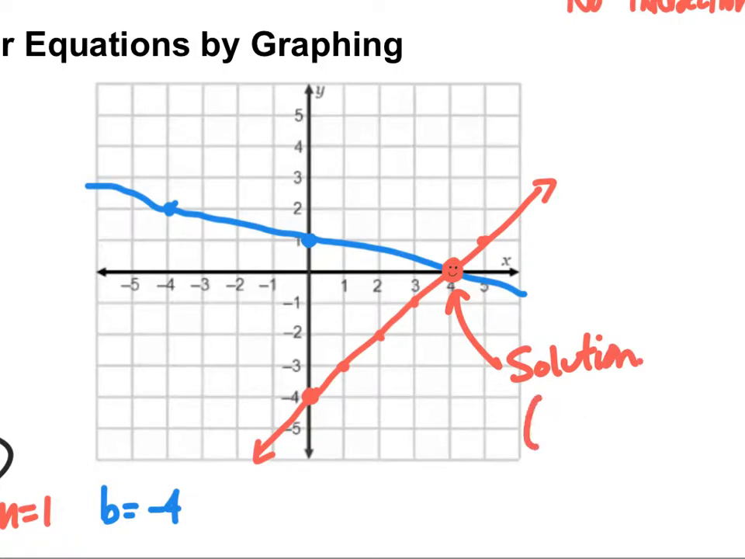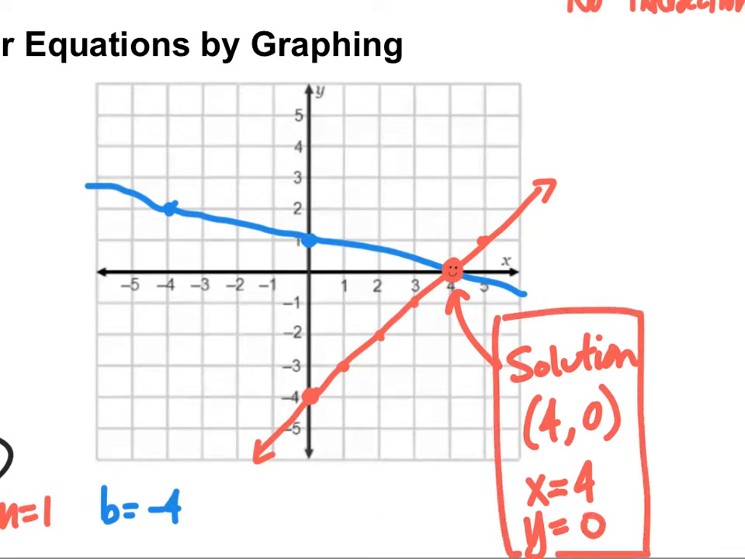And so that's going to be the point (4, 0), all right? Now, if I were to really solve this, I know that x is equal to 4 and y is equal to 0, okay? But I want to make sure we write it in a number of ways, either as an ordered pair or just simply say x equals 4 and y equals 0.